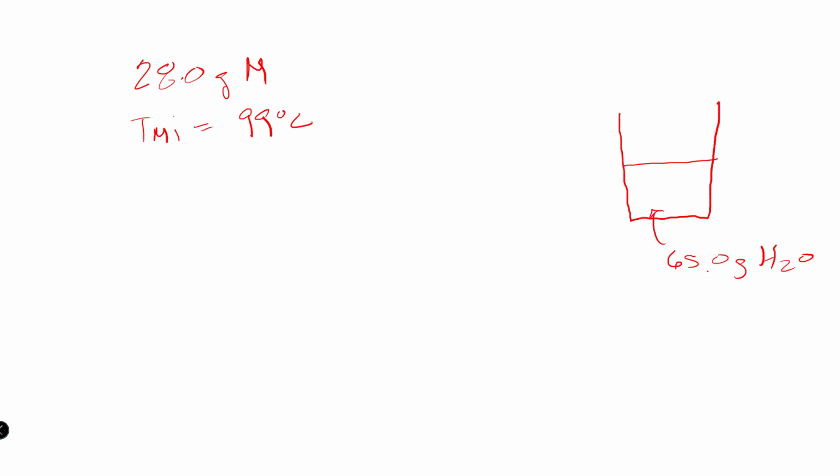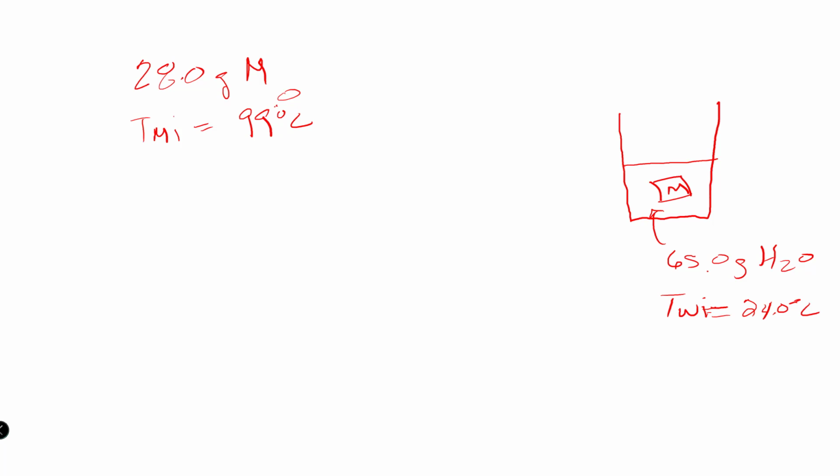And I assume this is 99.0. I didn't write it down that way, but to keep three significant figures, that's what it needs to be. All right, and the initial temperature of this water, let's make it T_WI, equals 24.0 degrees Celsius. All right, so then you place the metal slug into the water. So here's my metal slug into the water.